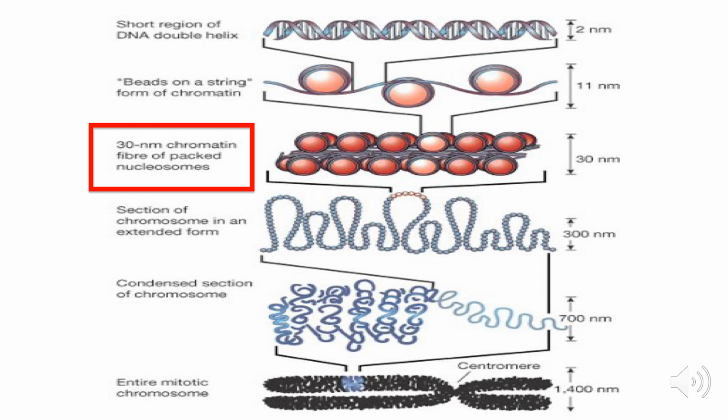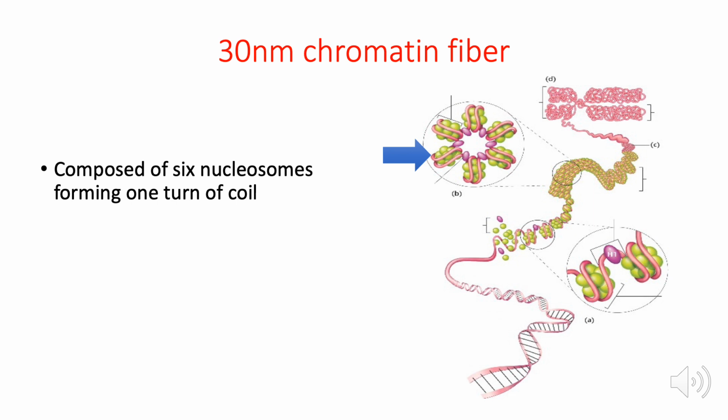So how do we form the 30 nanometer chromatin? The 30 nanometer chromatin fiber is composed of 6 nucleosomes. Please picture in your mind the beads on a string appearance of the nucleosome. Imagine 6 beads or 6 nucleosomes. If you condense these 6 nucleosomes, they will be able to form the 30 nanometer chromatin fiber as shown or pointed by the blue arrow.